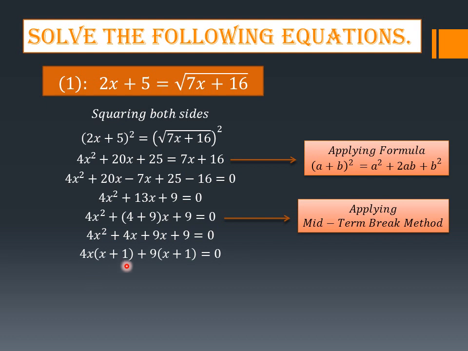The brackets are the same, which means our midterm break method was correct. Writing the brackets once, and the digits, which are 4x plus 9, outside the bracket, we will write it in a separate bracket. Now we will split those two brackets and both the brackets will become equal to 0: x plus 1 equals 0 and 4x plus 9 equals 0.